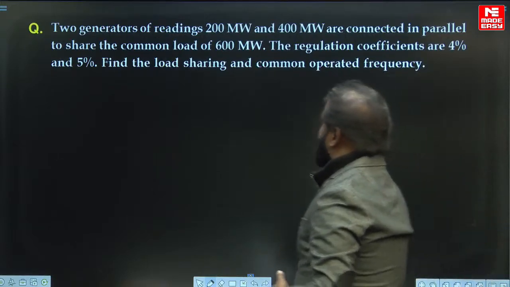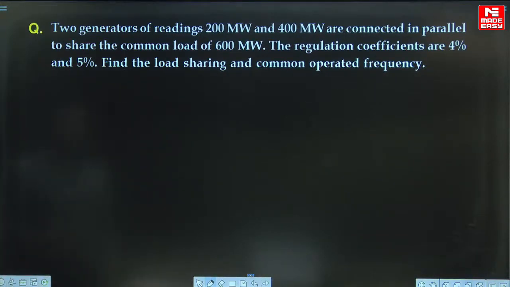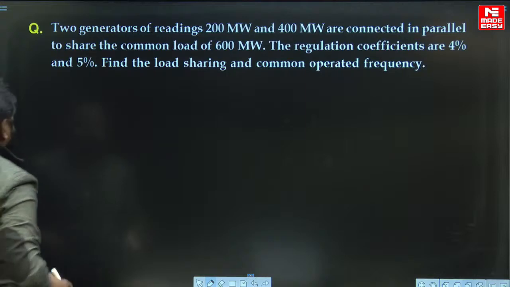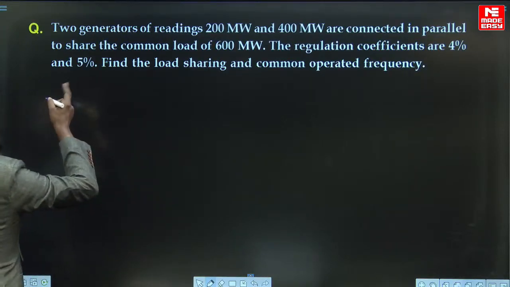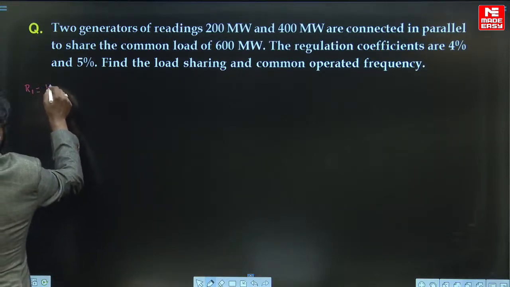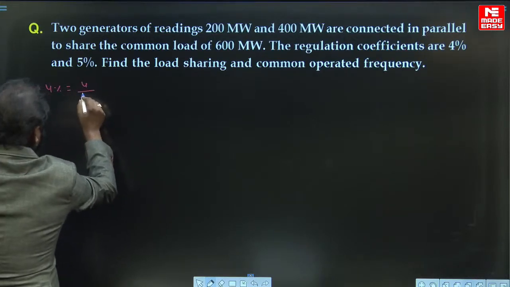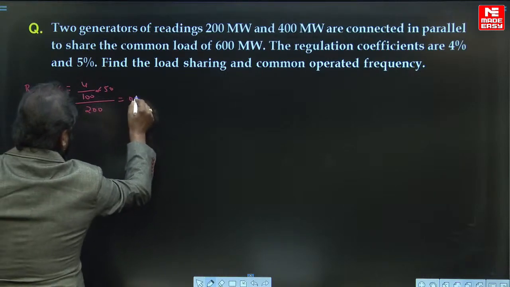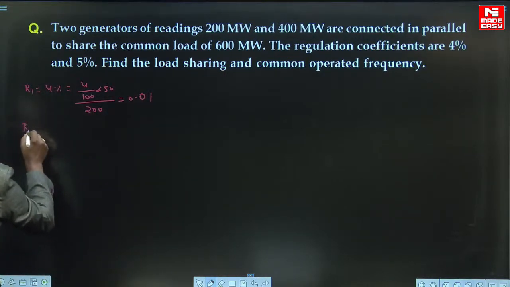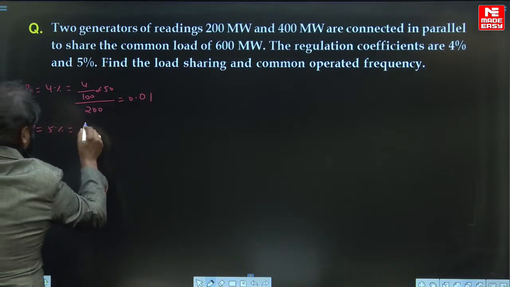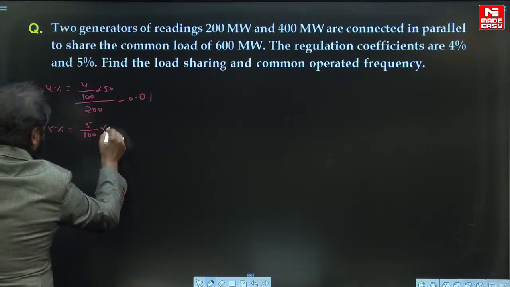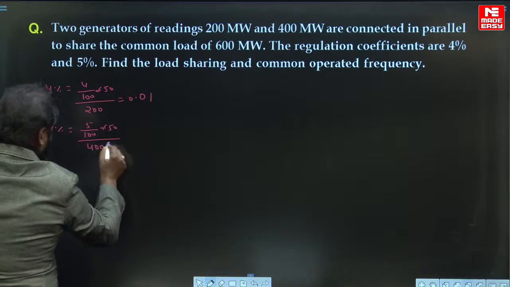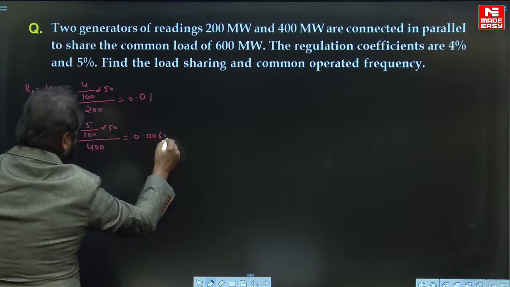Okay. Next: two generators of ratings 200 megawatts and 400 megawatts are connected in parallel to share a common load of 600 megawatts. The regulation coefficients are 4% and 5%. Find the load sharing with a common operating frequency. Here R1 is given as 4%, that is 4 by 100 into 50 divided by 200, which equals 0.01. R2 is 5%, that means 5 by 100 into 50 divided by 400, which equals 0.00625.